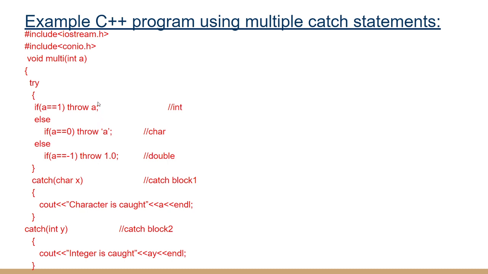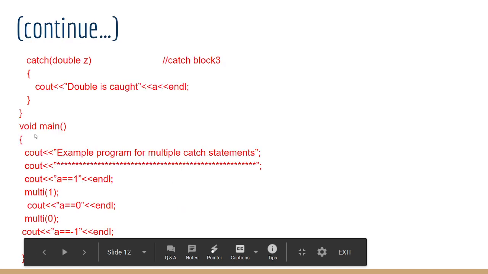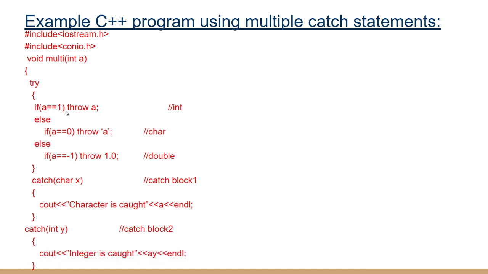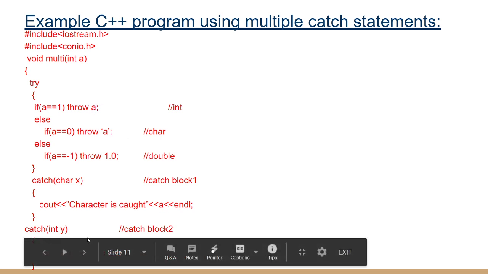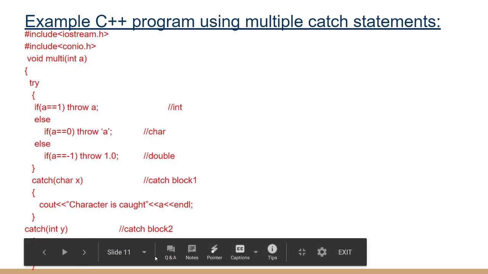Based on the type of the exception thrown, it will match the catch block data type and display the error message. So in the void main, the function is called multi of 1. So it goes to this line. If a is equal to 1, throw an integer variable. So it matches the second catch block, catch int y. So it displays integer is caught.